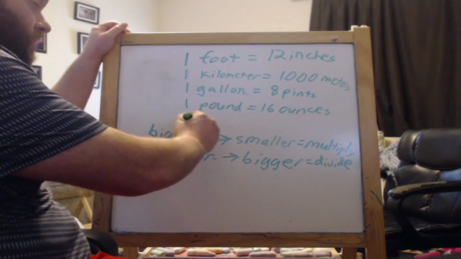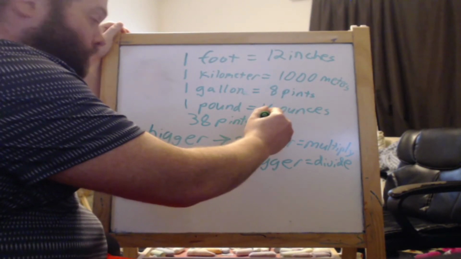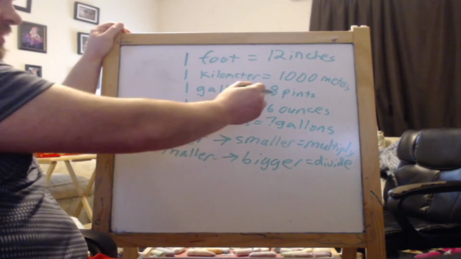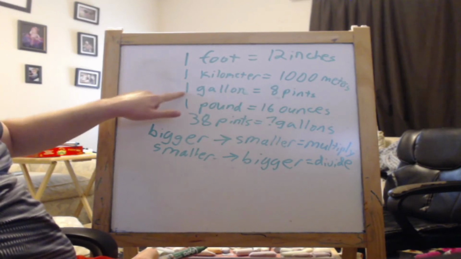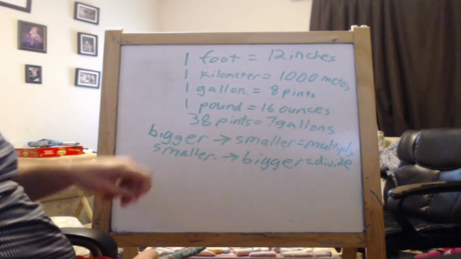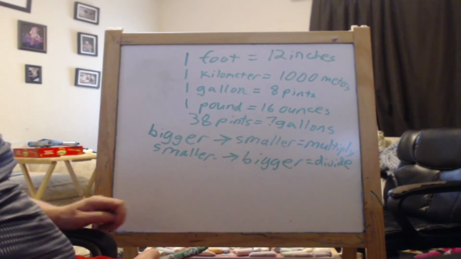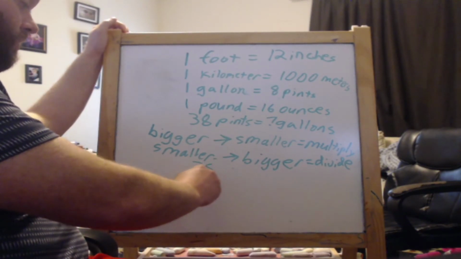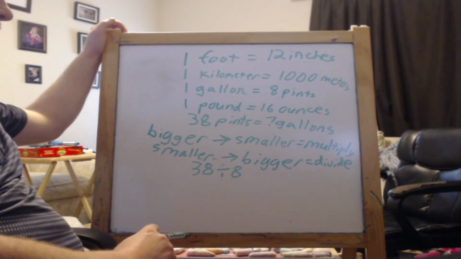So 38 pints equals blank gallons. All right, so let's figure out. Pints is over here, and there's 8 pints in 1 gallon. Since 8 pints go in 1 gallon, pints is smaller. So that means we're going smaller to bigger, so we have to divide. And what are we dividing by? We're dividing by 8. So we have 38 pints divided by 8 will give us the amount in gallons.